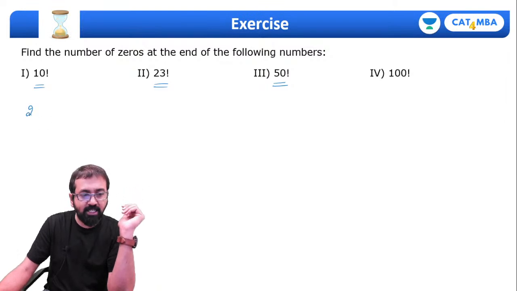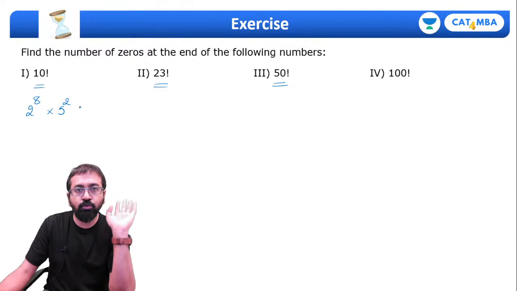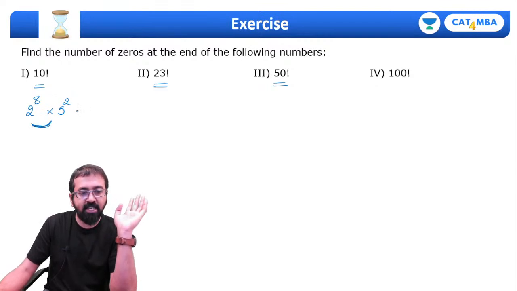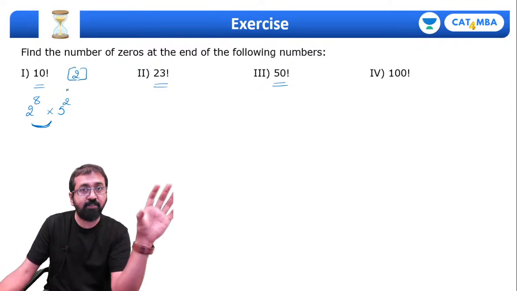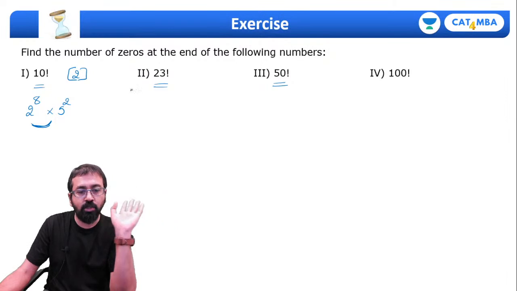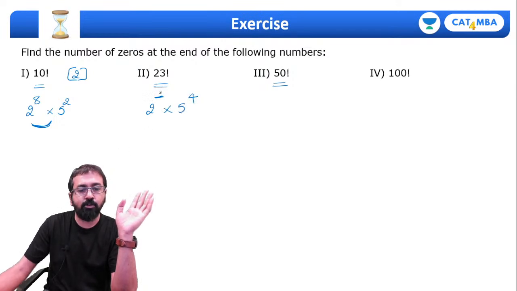So let's once again quickly check how many 2's are there in 10 factorial. The power of 2 in 10 factorial is 8. How many 5's are there in 10 factorial? There are only 2 fives. So how many pairs can we make? Can I say we can make only 2 pairs? So that's why there will be just 2 zeros. If you solve 10 factorial, it will end with 2 zeros. Same way in 23 factorial, we again have plenty of 2's. But how many 5's do we have in 23 factorial? Just 4. So the number of zeros at the end of 23 factorial will be 4.